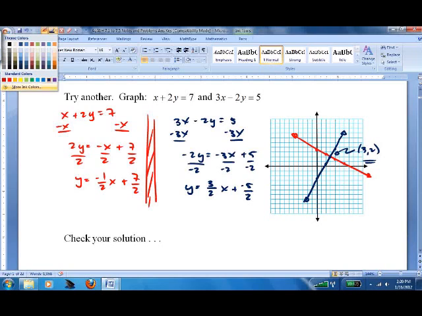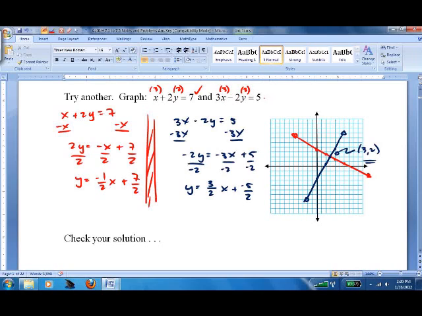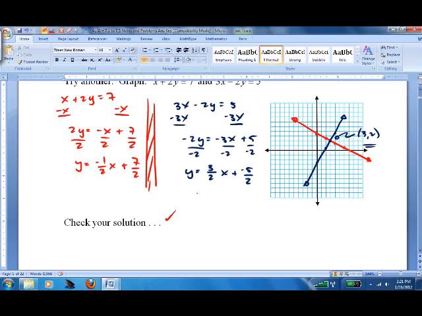Let's check them, see if they work. 3, 2. 3, 2. 2 times 2 is 4 plus 3 is 7. Works. 3 times 3 is 9. Minus 4 is 5. Works. So we checked our solution.